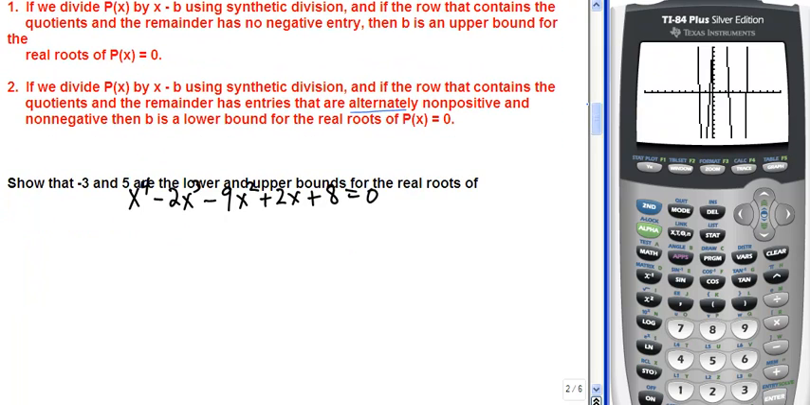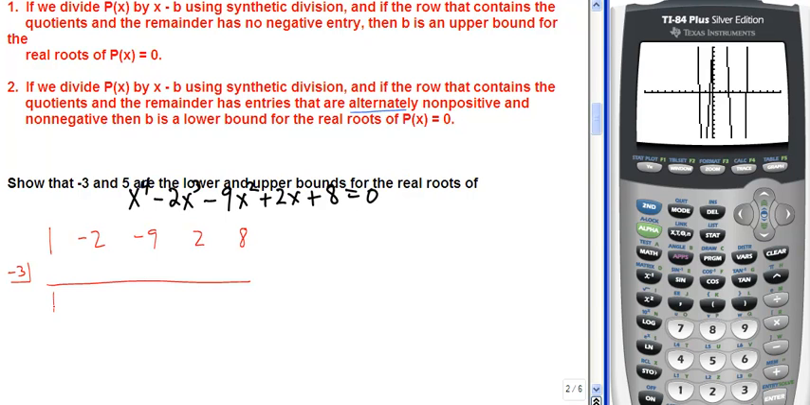So we're going to show that -3 and 5 are the lower and upper bounds for the real roots of this 4th degree polynomial. So what we're going to do is synthetic division using -3 in the little box and 5 in the little box. So here are the coefficients of my 4th degree polynomial. I've got a coefficient of 1 for the 4th degree, a -2 for the cubic, -9 for the x squared, 2 for the x, and 8 for the constant. And we're going to divide by -3 in that little box.